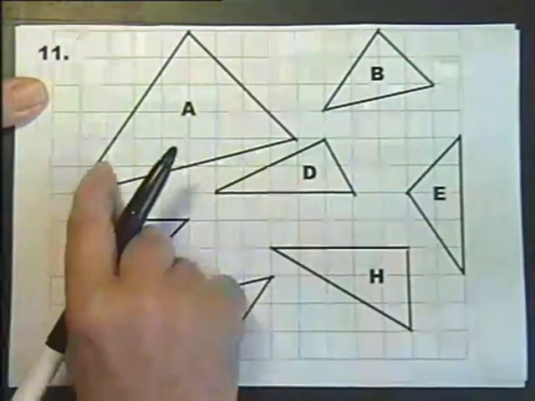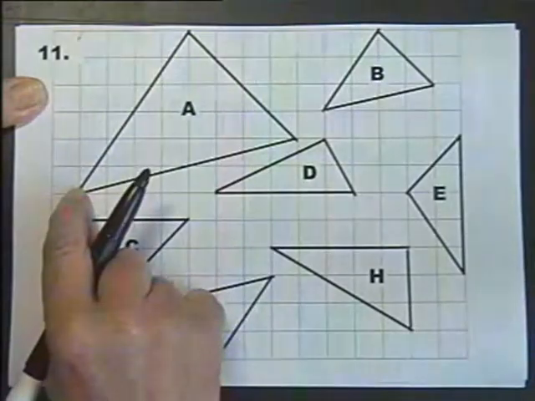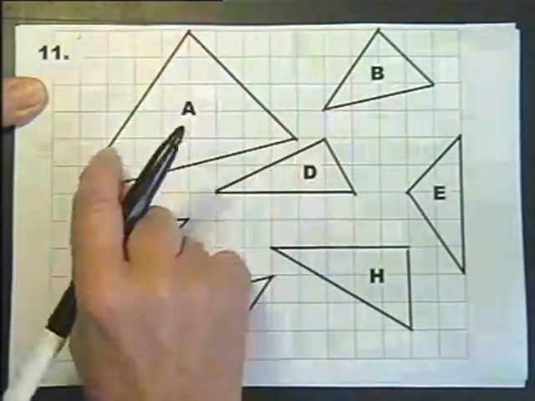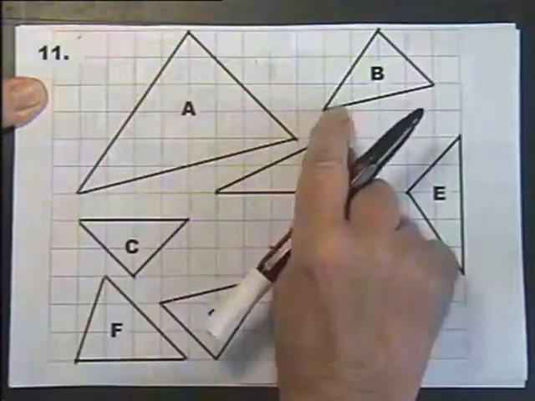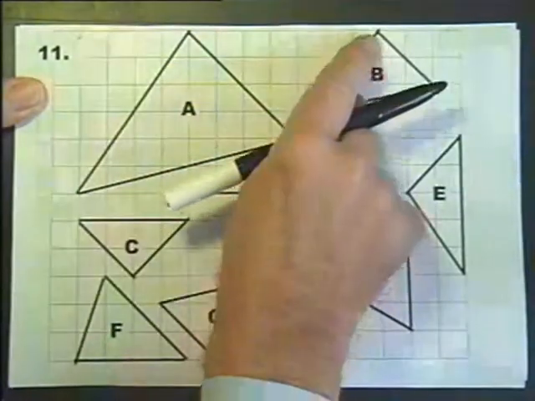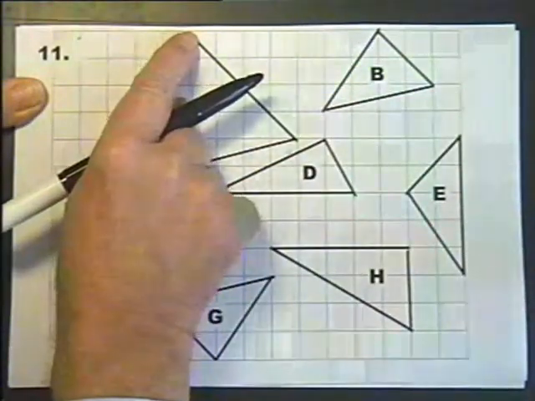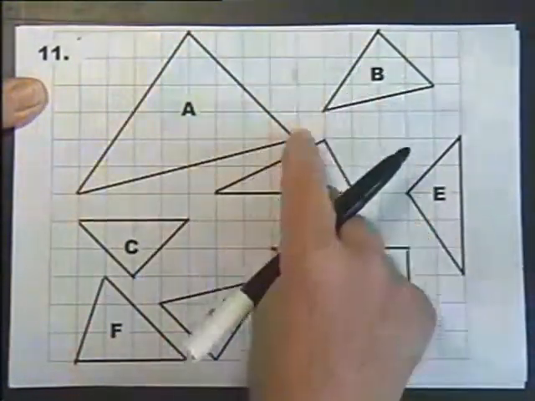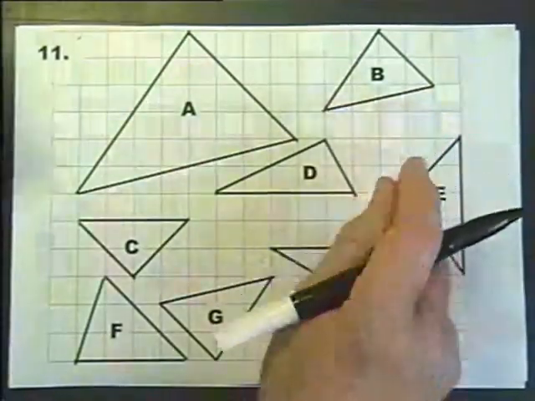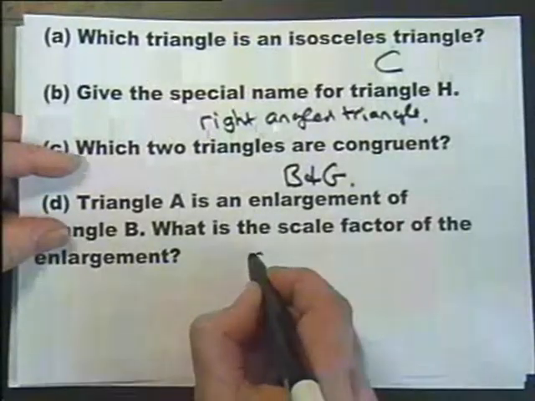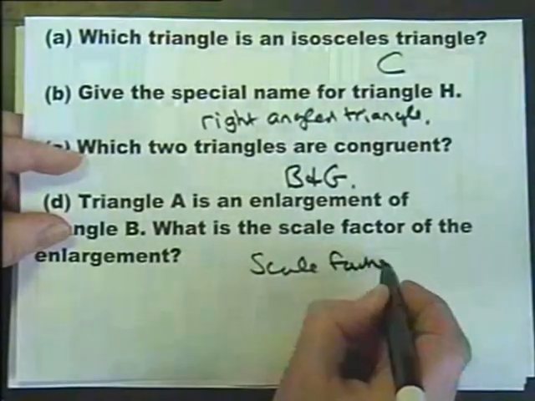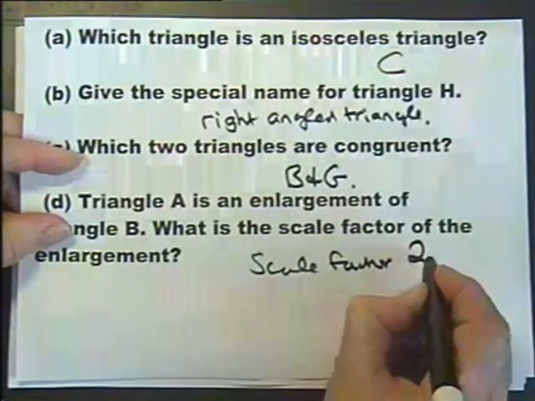Well, this line here goes 2, 3, and then 2, 3 again. Whereas this one just goes 2, 3. And you can do the same sort of counting for this side. That goes 2, 4, 2, 4, 2, 2. So that's twice as long as that. So it's an enlargement of scale factor plus 2. You can just put 2. You don't have to put plus 2.